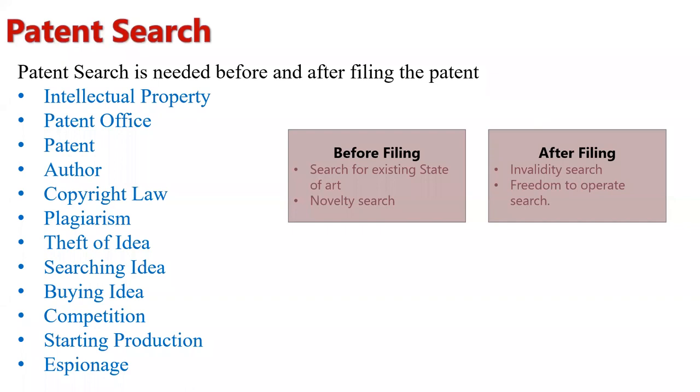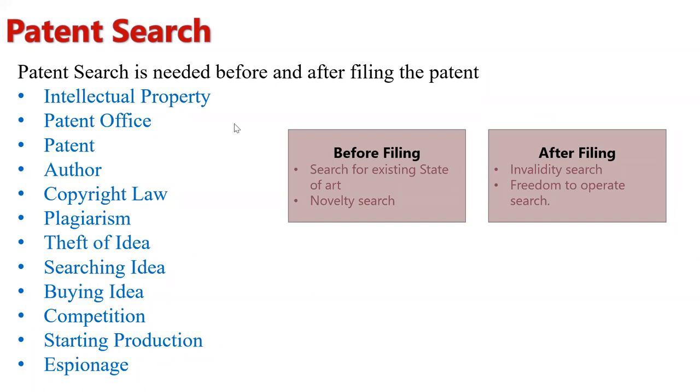Freedom to operate is similar to the clearance search. Once you get this clearance, that will confirm that you will get the patent. So a patent clearance search can determine if an invention infringes on another patent or not. So once you get this clearance, you will be granted the patent.